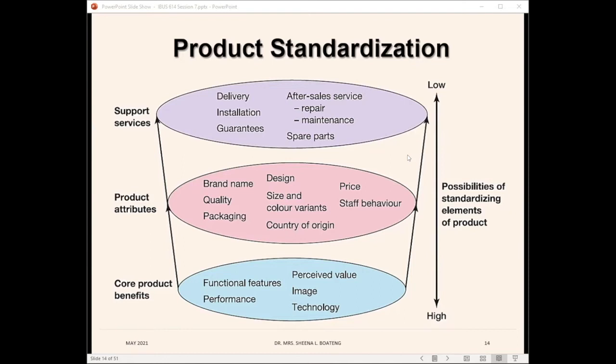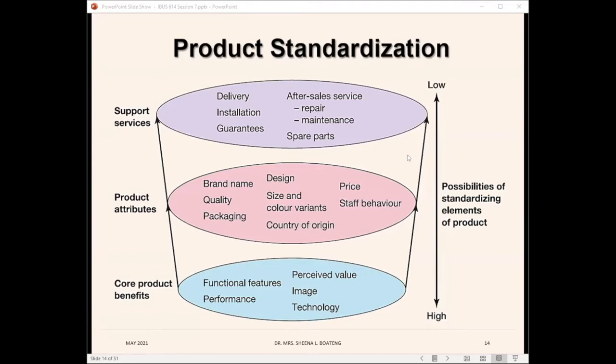Whereas when we move a step above to the support services, it is very unlikely that you can standardize the provision of those services, given the nature of these services and how they are implemented in different countries. For instance, in Ghana here, when you buy a product, there is no guarantee that the person you are buying the product from will take it back and give you your money back if you have a problem. True or false? True. Very good. True.